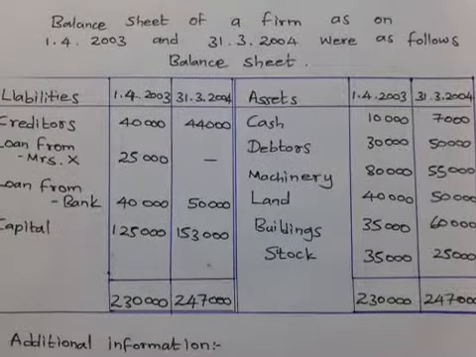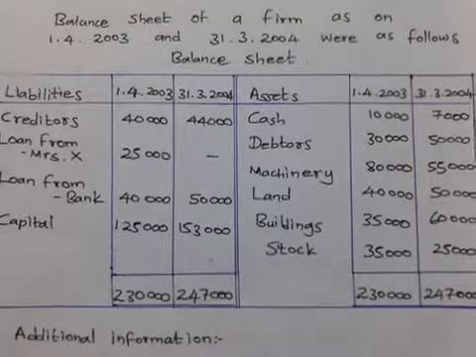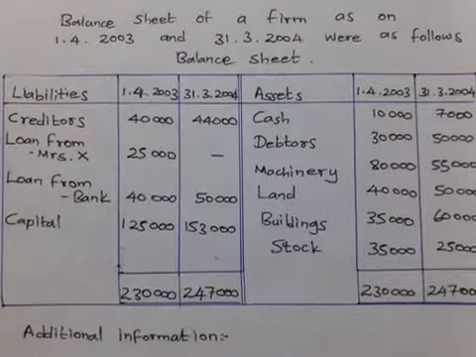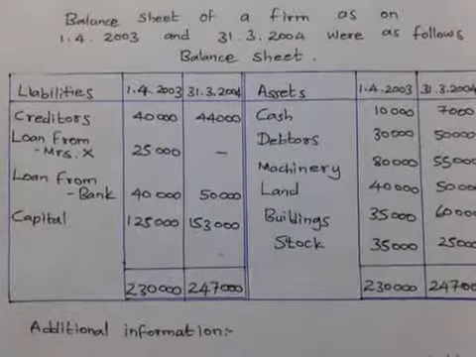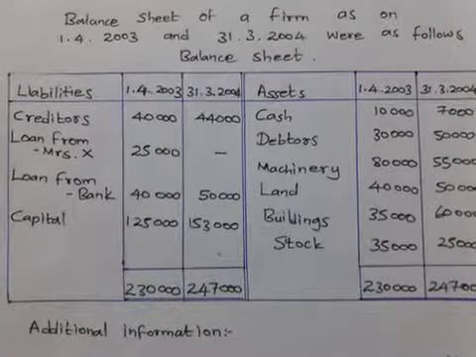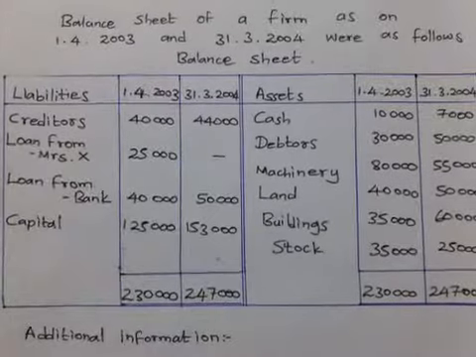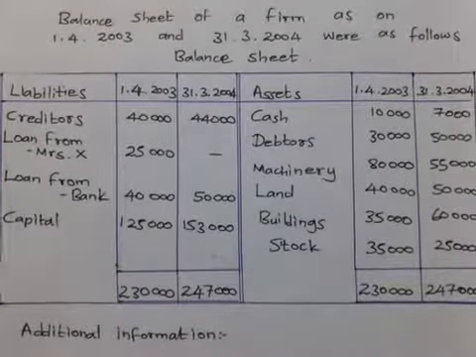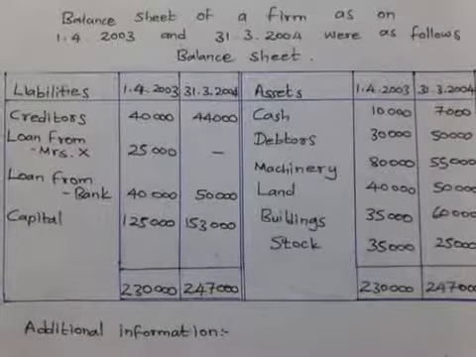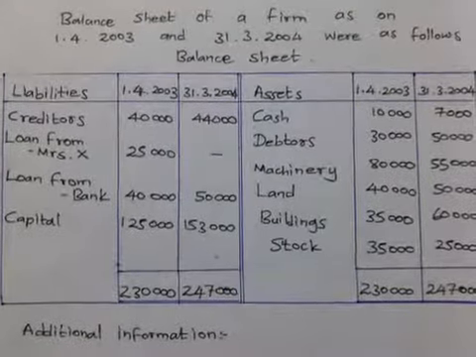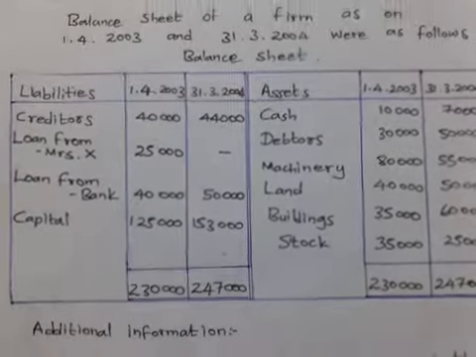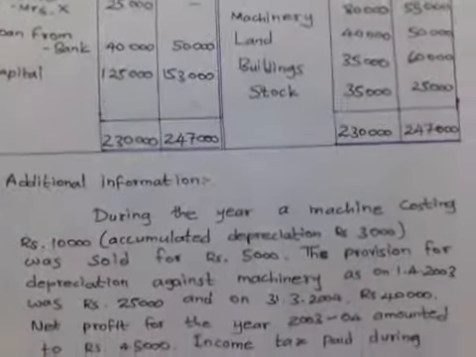In this illustration, it says balance sheet of a firm as on 1st April 2003 and 31st March 2004 were as follows. So they have given the opening balance of the assets and liabilities, as well as the closing balance of the assets and liabilities also. So before we start to record the amounts given in the balance sheet, we have to consider the additional informations first. So let's see the additional informations they have given.